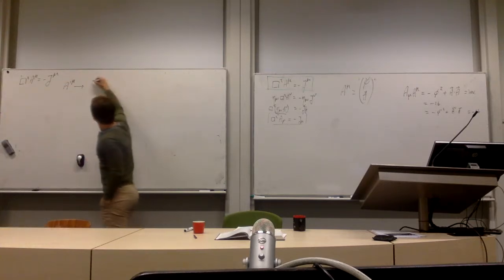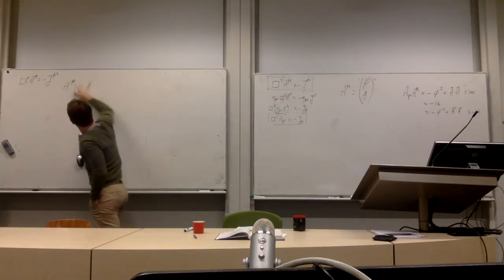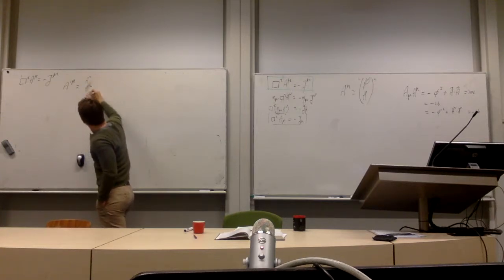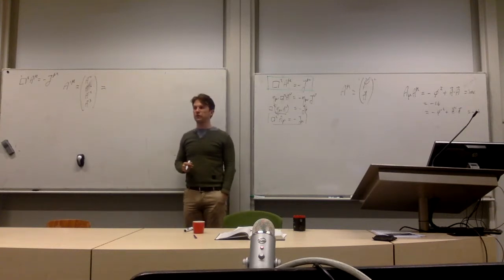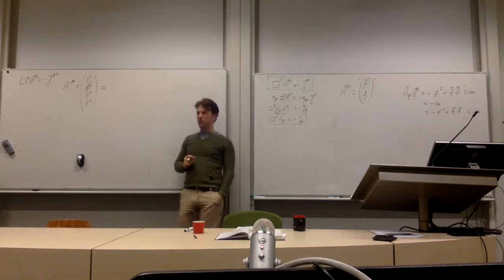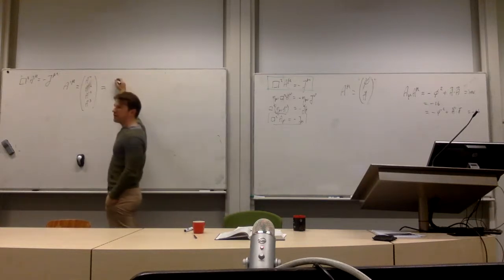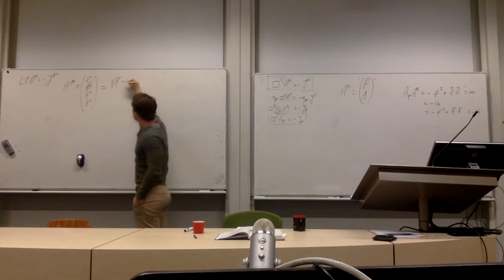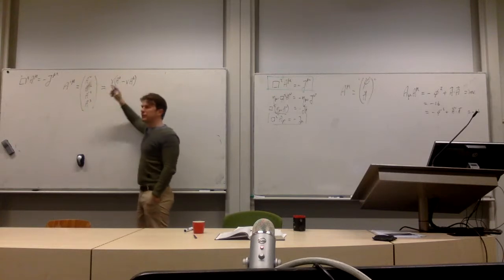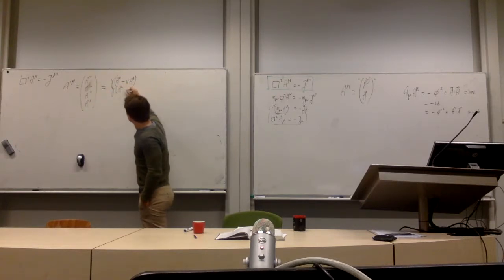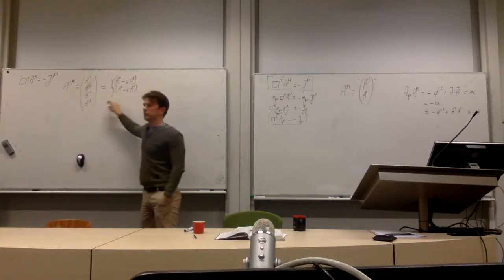Now, A primed is given by A primed 0, A primed 1, A primed 2, A primed 3. Now, you help me. What do these look like in terms of the unprimed ones? This should be easy now, because we know it's a four vector. Lorentz transform. Okay, gamma times A0 minus V times A1. And then this one? Gamma A1 minus V A0. Okay, and these two are the same, yeah?